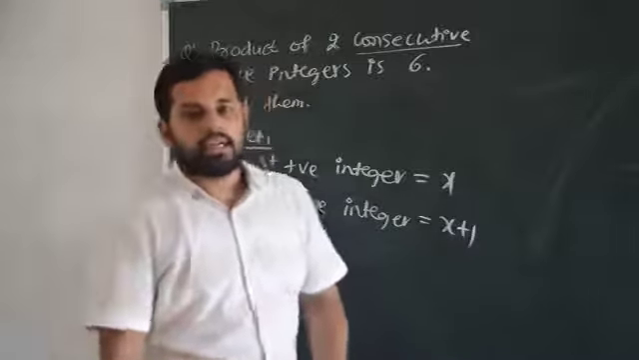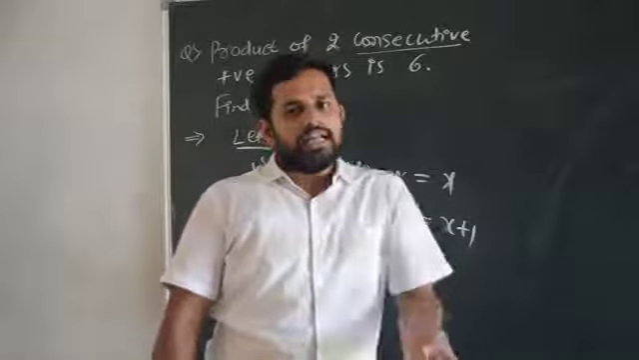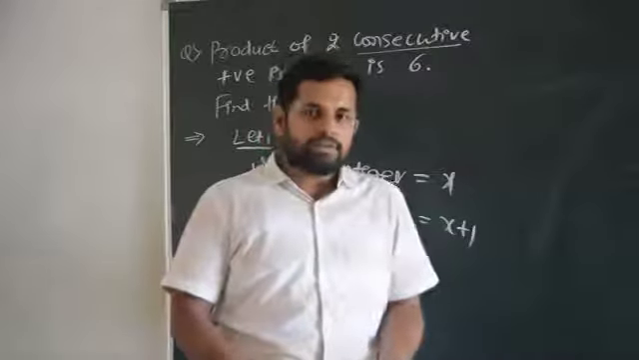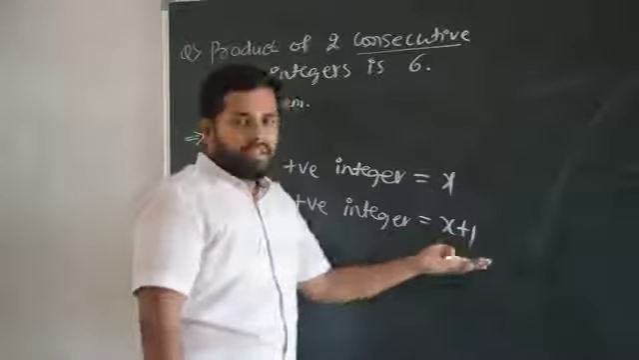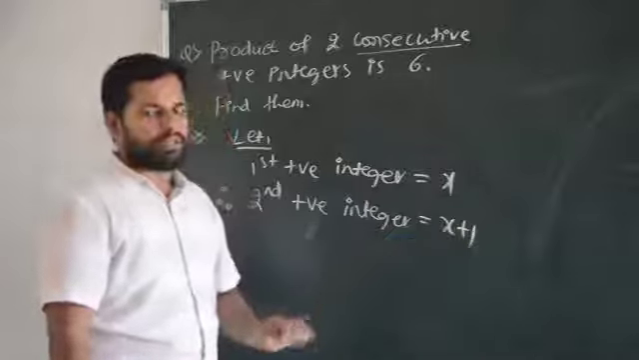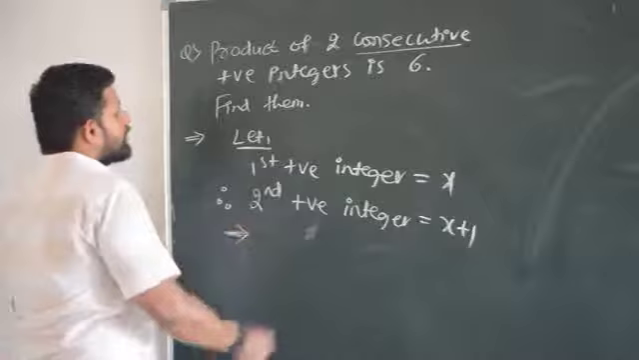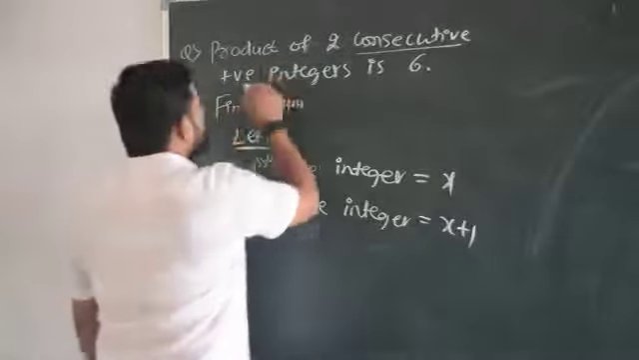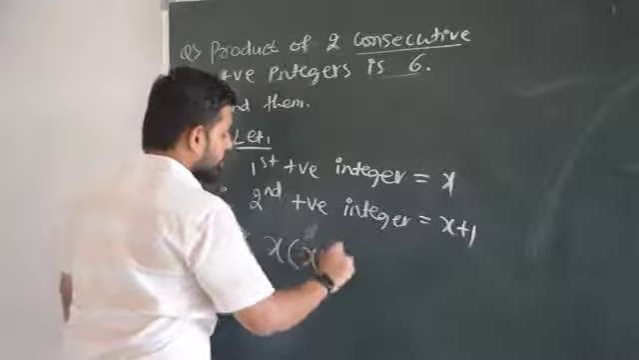For example, I told you, right, 100 and 101 are consecutive. 99 and 100 are also consecutive because they are coming one after the other. You can take x and x plus 1 or you can take x and x minus 1 also. But right now I am taking it as x plus 1 to make you understand any better. That's it. Now what they are saying, my dear children? They are saying product of two consecutive positive integers is 6.